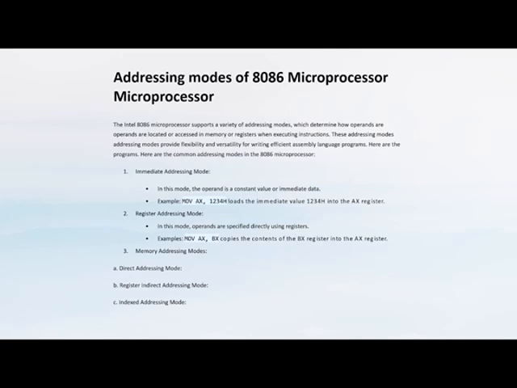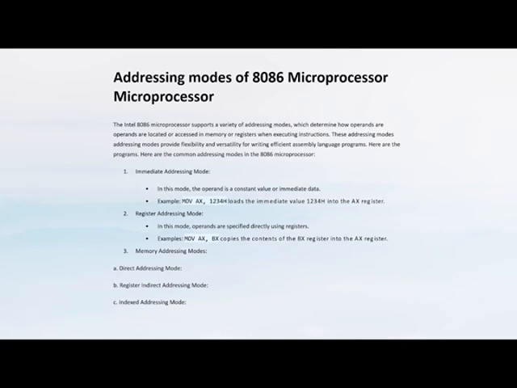Now the register addressing mode. In this type of addressing mode, both the operands are registers. They are directly specified using registers. For example, MOV AX, BX copies the content of the BX register into the AX register. MOV AX, DX; MOV AL, BL.